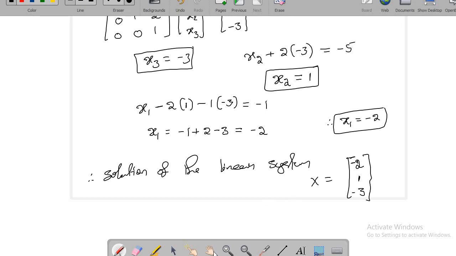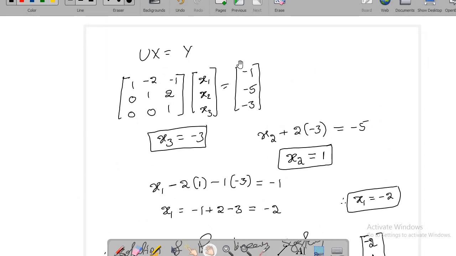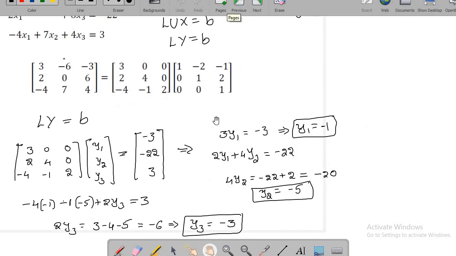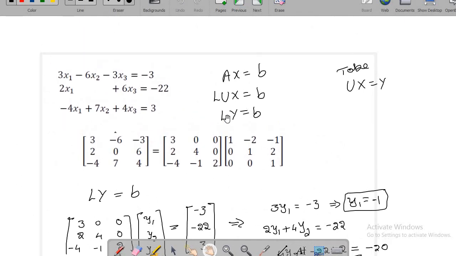So this is how you can simply solve a linear system using LU decomposition. If you are asked to solve it using LU decomposition, you need to decompose the matrix into L times U, then solve it this way. Okay, so I hope you understand this.